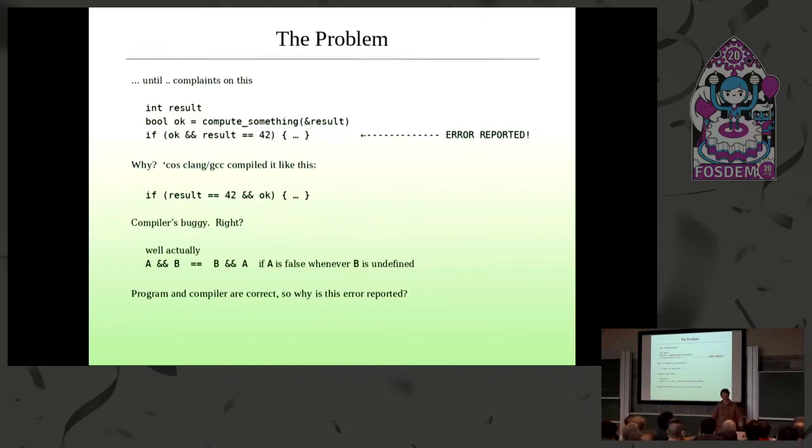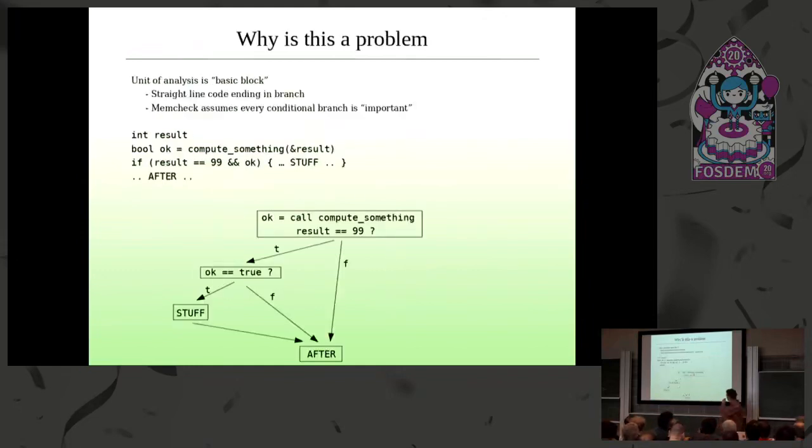So why is Memcheck reporting errors? Well, the answer to that is real simple. And I apologize here to the compiler crew. Basically, the problem is that Memcheck's unit of analysis is a basic block, which is just a straight line piece of code, which usually ends in a conditional branch. And that is the scope of the analysis. And it assumes that every conditional branch is important, which always used to be true up until this happened.